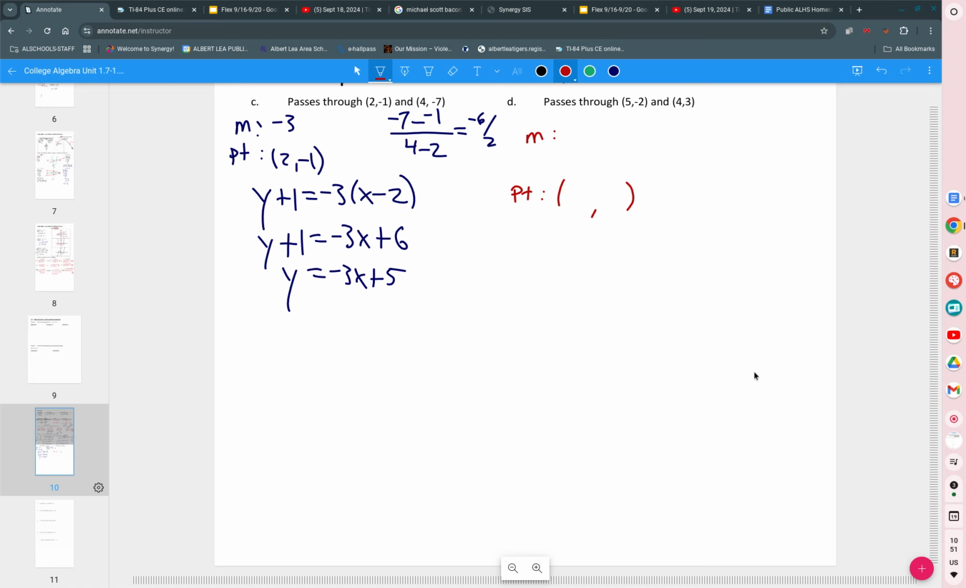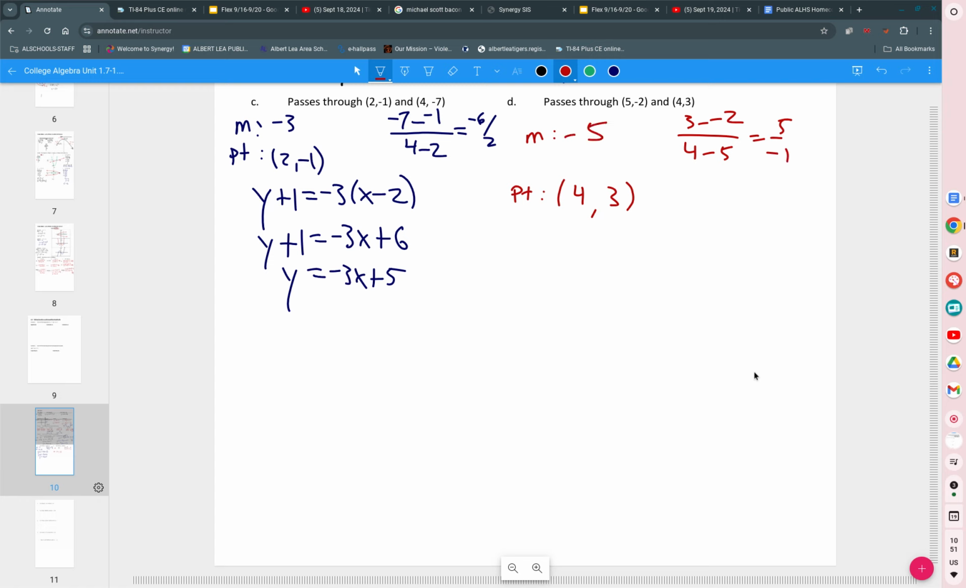Zoe, what point did you choose? 4, 3. And you did that because you avoided the negative, didn't you? That's smart thinking. That's exactly what I would do too. I'm confident I know how to work with negative numbers, but if I make mistakes, it tends to be with a negative. So good choice. Then you did 3 minus negative 2 over 4 minus 5, and you got 5 over negative 1. Negative 5 is that slope.